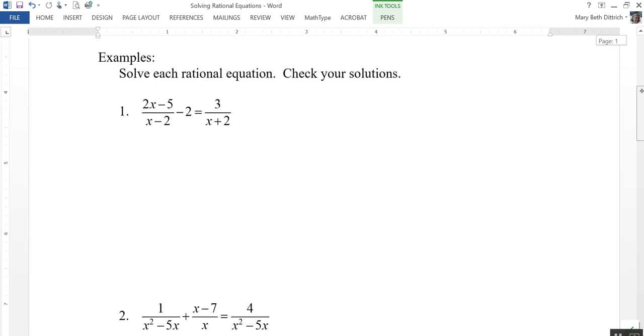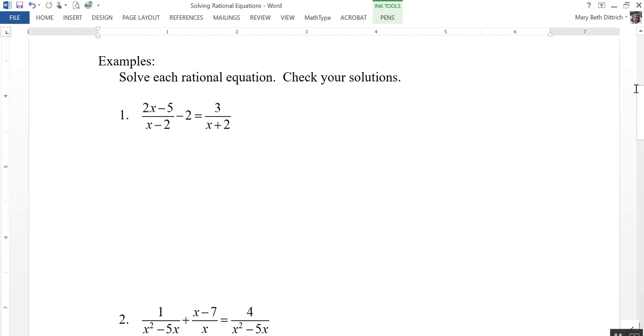Our first one is (2x minus 5) over (x minus 2), minus 2, is equal to 3 over (x plus 2). So looking at my denominators, I have a denominator of x minus 2, a denominator of 1, and a denominator of x plus 2. So my common denominator would be the expression (x minus 2) times (x plus 2). So I want to multiply the entire equation by that common denominator. And if you'd like, you can write this over 1 if it helps you to see it better.